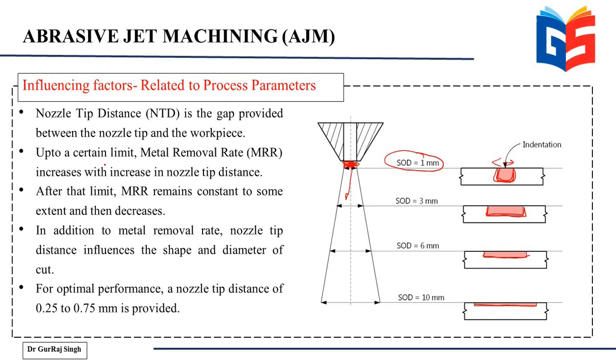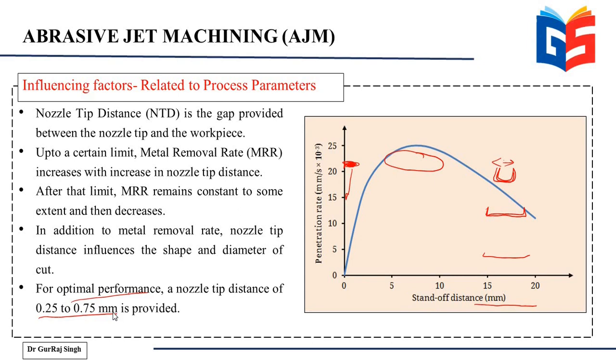So the nozzle tip distance is the gap provided between the nozzle tip and the workpiece, and up to a certain limit the MRR increases with the nozzle tip distance. But beyond that it again comes down. Why does it come down? Because beyond a certain point your abrasive particles are going to again get scattered, so the MRR is going to fall. And for the optimal performance, a nozzle tip distance of 0.25 to 0.75 mm is the best possible nozzle distance.